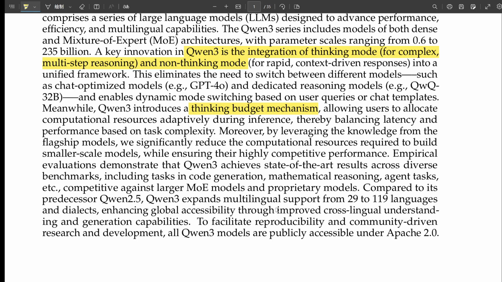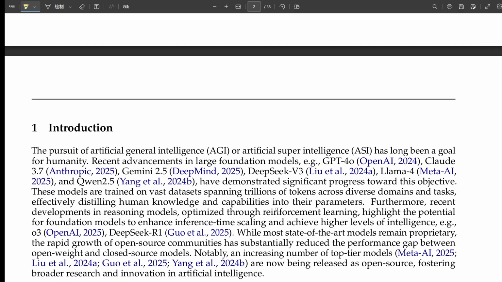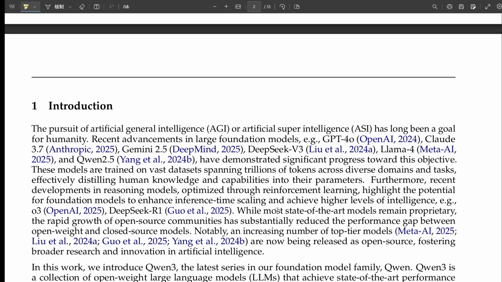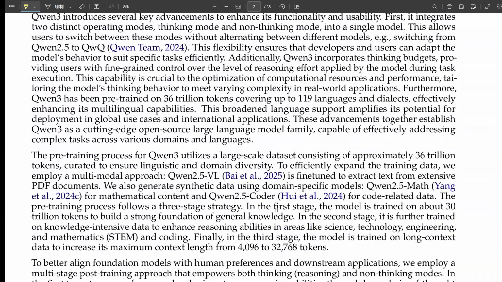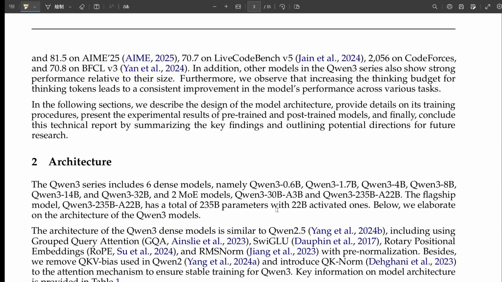So the report says this eliminates the need to switch between different models. That sounds like more than just having two parts, right? It sounds architectural. Absolutely. The academic weight is in that unified framework. It's not just bolting two things together. Before Qwen3, getting both speed and depth often meant juggling different specialized models. Qwen3 aims for fluidity within one architecture. So it can adapt its processing style based on the query. Exactly. Or even based on chat templates. It allows for dynamic mode switching.